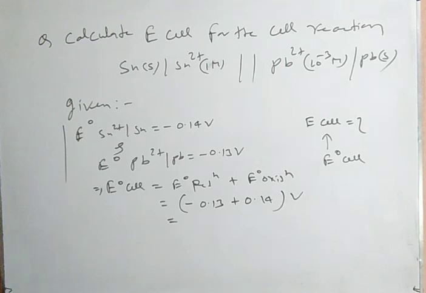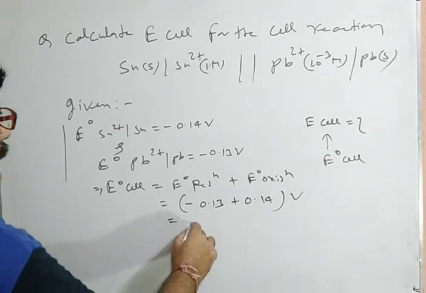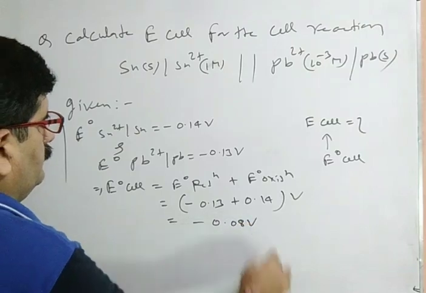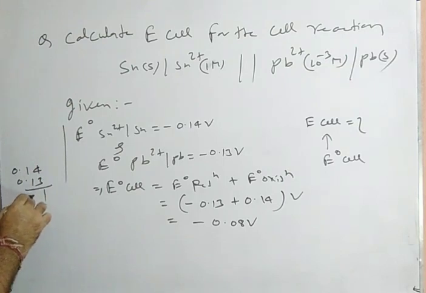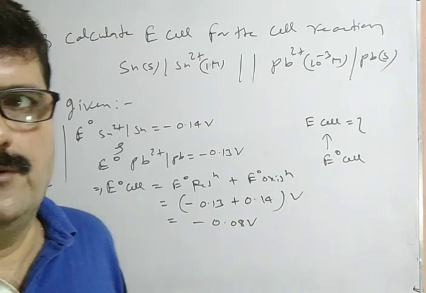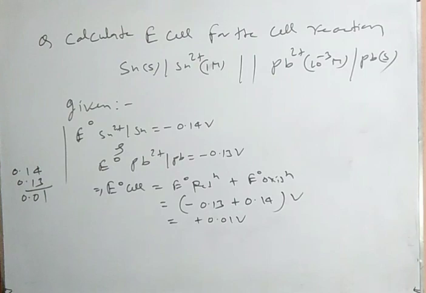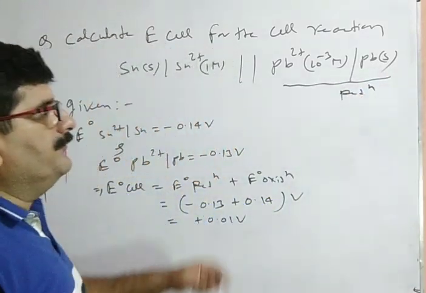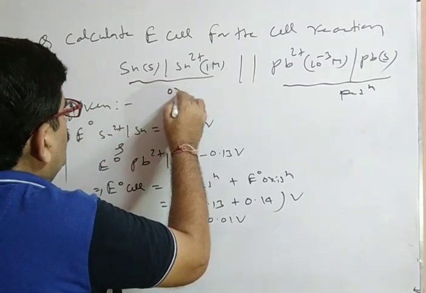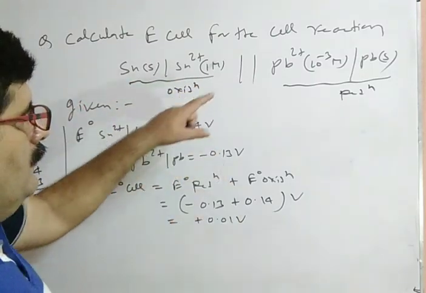If we add, we get the value of what? 0.14 minus 0.13, you get 0.01. So our E naught cell value is 0.01 volt. This couple always reduces and this one oxidizes. It always becomes true.